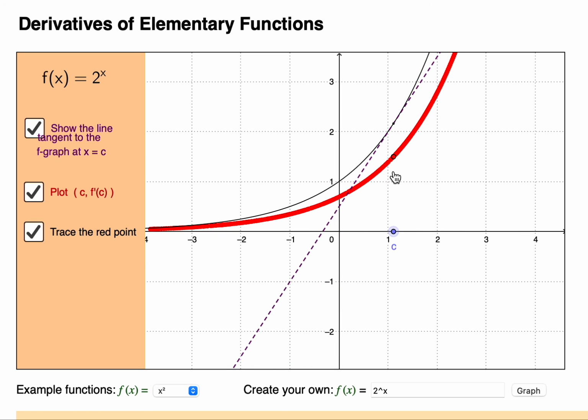But it's still an exponential function, so although it's not base e, it doesn't trace out right on top of itself, but it will trace out another exponential function.